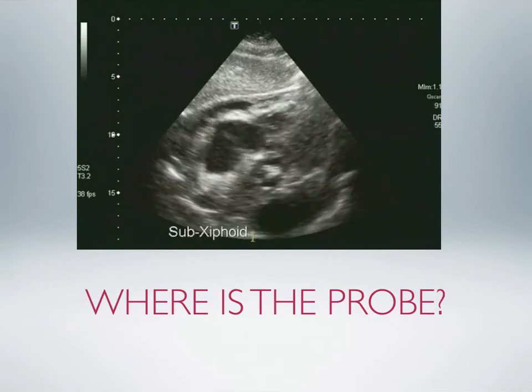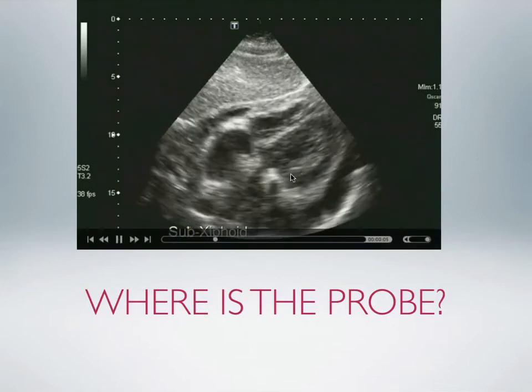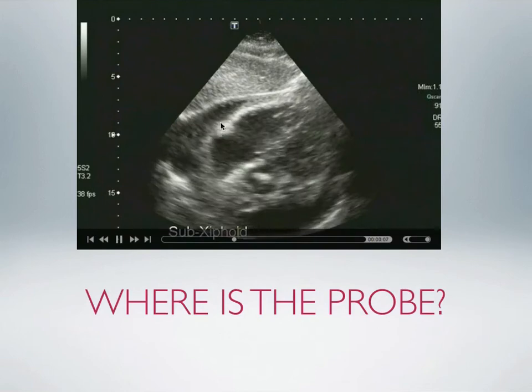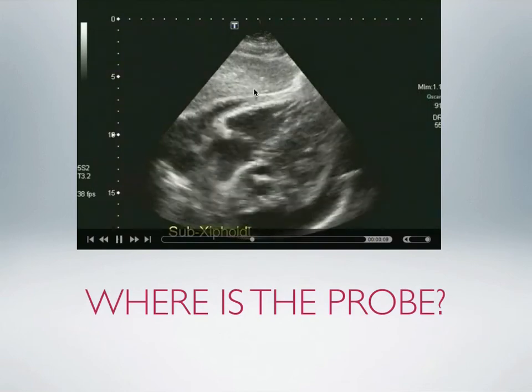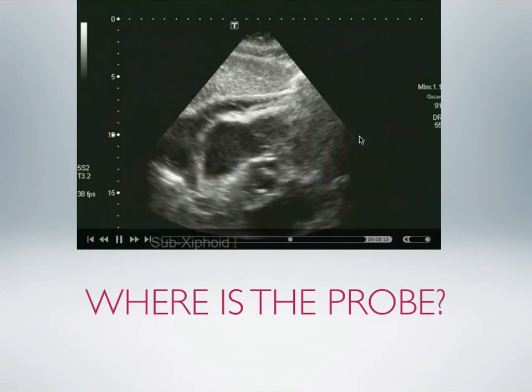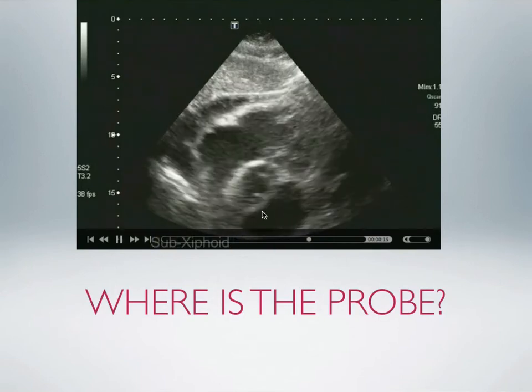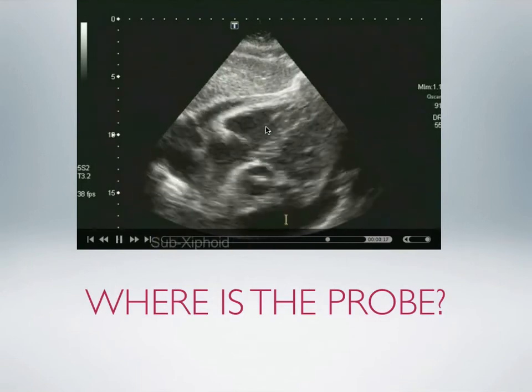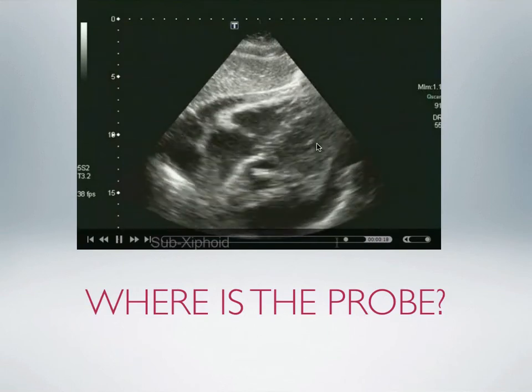So where's the probe over here? Subxiphoid, as we just wrote, and we can tell there's the liver, there's an effusion around over here, some more of the effusion here, and again, right atrium, right ventricle, left atrium, left ventricle.